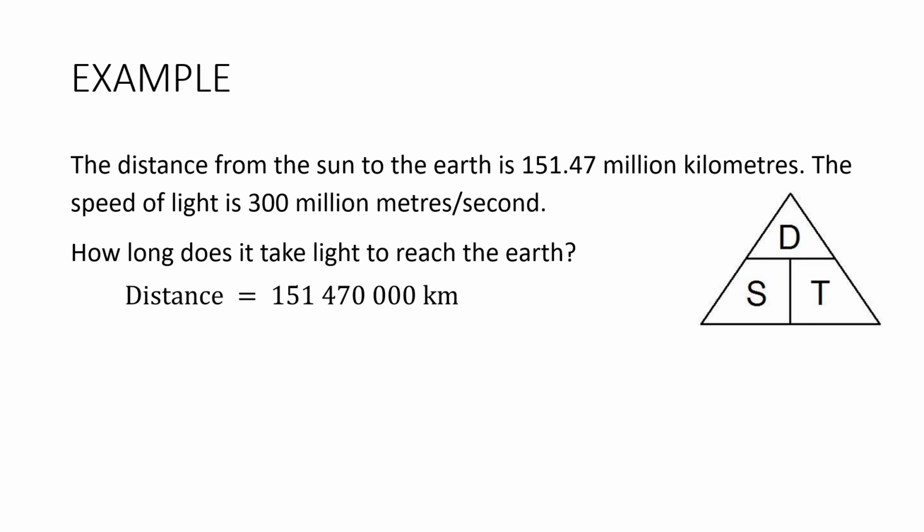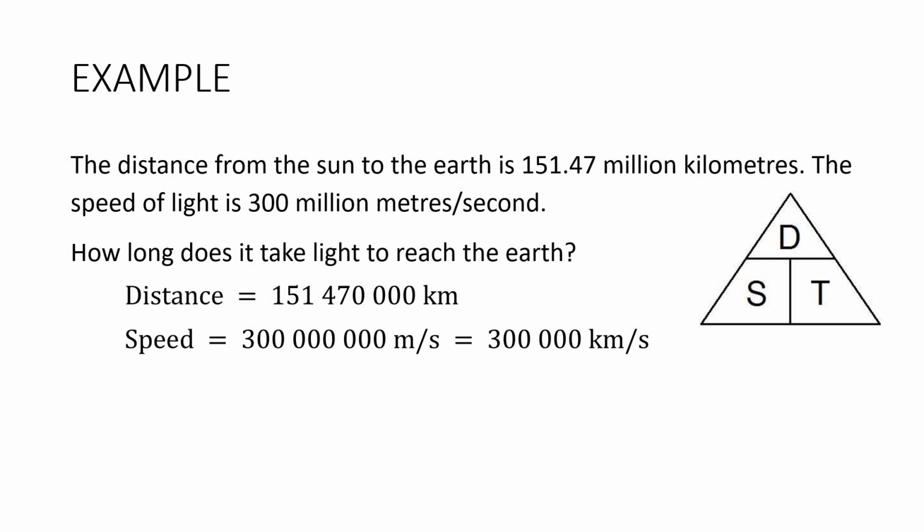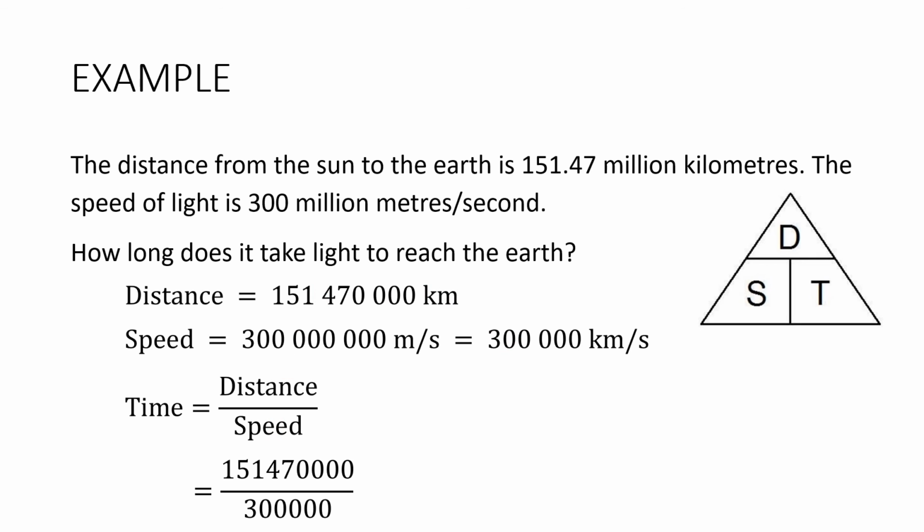Firstly, distance is 151,470,000 kilometers. And our speed is 300 million meters per second. We need to convert this into kilometers, and there are 1,000 meters in a kilometer. We're going to bigger units. We want less of them. Let's divide. So that's going to be 300,000 kilometers per second. Now we're ready for our division. It's going to be distance divided by speed. So this number here divided by this number, which gives us 504.9 seconds. It's a bit ugly. Let's turn it into minutes. So we're going to divide by 60, and that gives us approximately 8.4 minutes.